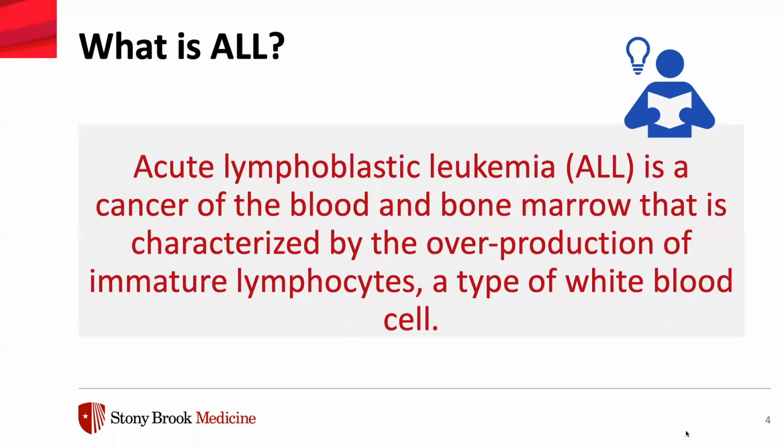Now, what exactly is ALL? So, acute lymphoblastic leukemia is basically a cancer of the early blood-forming cells. More specifically, it's a cancer of the blood and the bone marrow that is characterized by the overproduction of these immature lymphocytes, which are a type of white blood cell. And this differs from lymphoma in that, while lymphoma does deal with white blood cells as well, these are usually localized to the lymph nodes, and leukemia usually originates more in the bone marrow and affects the bloodlines.